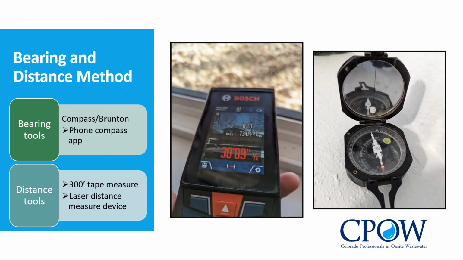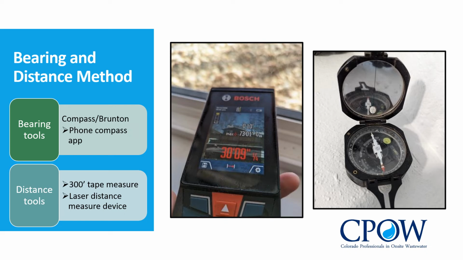The bearing and distance method. So you'll need a bearing tool, either a compass, Brunton, or a phone app, and then a distance tool, so a 300-foot tape measure or a laser distance measure device. A few items about this: compasses and apps can be off by a few degrees. Surveying is the only way to be completely accurate.